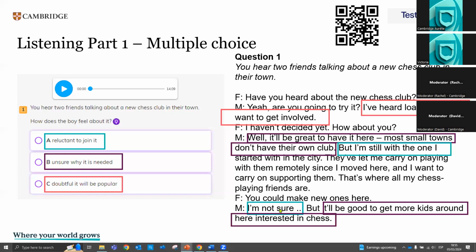So this is giving us the key. All three options will be mentioned, but it's important for you to be ready for that and try to listen carefully to the key information that is going to give you the clue, the hint, the final hint to choose the correct answer.